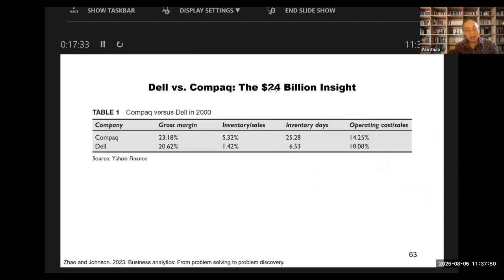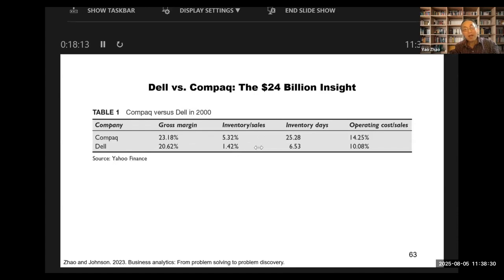And here is the data. We call this the $24 billion insight because Compaq sold itself after observing this data and made a lot of money, avoiding the disaster. Around year 2000, that's the time Compaq sold itself, we can say that Compaq gross margin is about 22%, and Dell is about 21%.